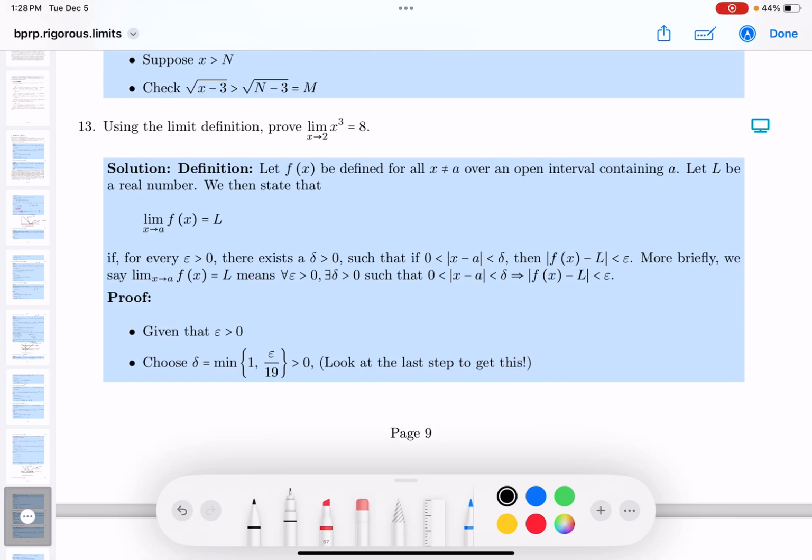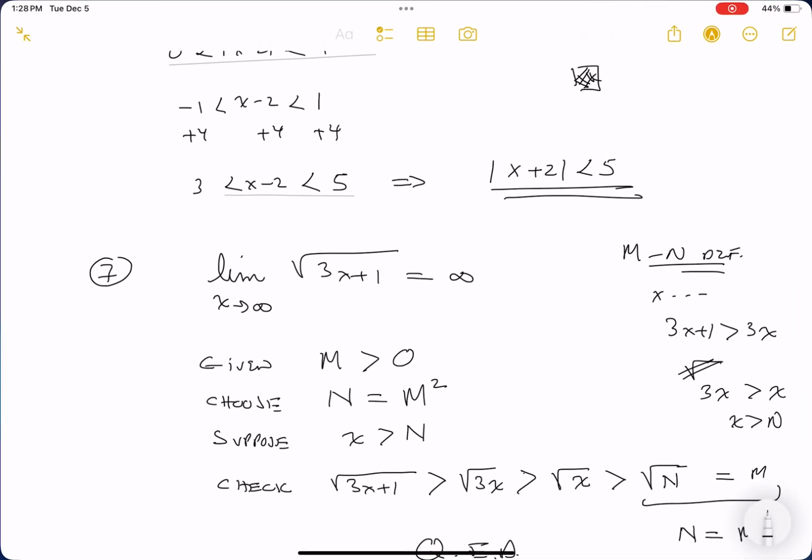Okay, we're on number 13. Using the limit definition, prove the limit as x goes to 2, which is a finite number, of the function x cubed is equal to 8, which is also a finite number. So this is the epsilon delta definition of limit. So let's go to the whiteboard and make some attempt to do it.